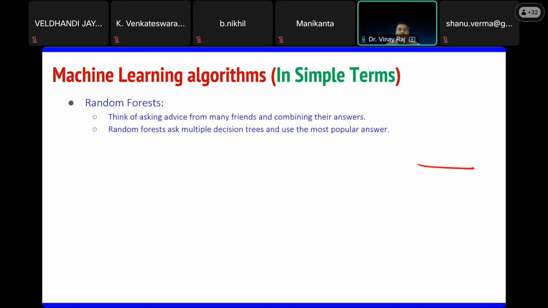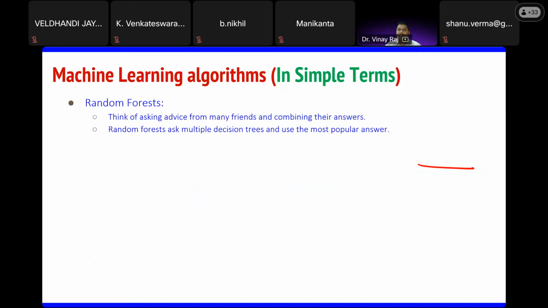Whereas random forest is kind of a decision tree. You want to make a decision. Instead of using your brain, you are giving that challenge of making a decision to 10 of your friends. They give their advice. Whichever advice gets more votes, or whichever is the more popular answer, that is your final choice. So to make a decision, we use random forest.